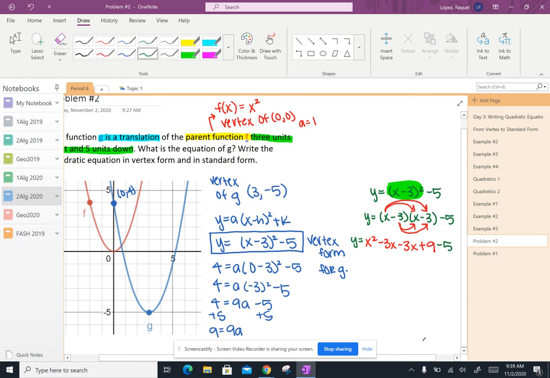Okay, so I'm going to go ahead and combine any like terms I see. I'm going to combine these -3x terms, and I'm going to combine the +9 minus 5. So our final answer for standard form is y equals x squared. -3x minus 3x is -6x. And then 9 minus 5 is +4. So your standard form is y equals x squared minus 6x plus 4.